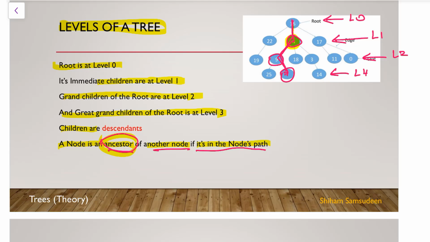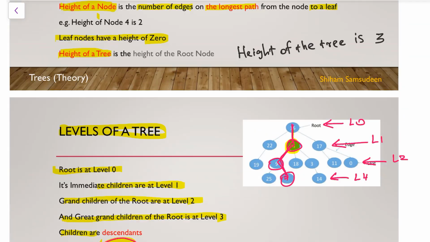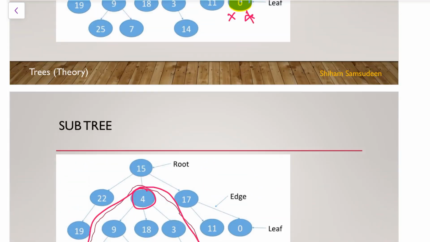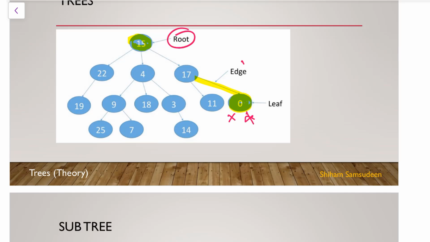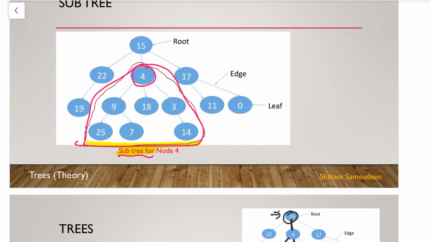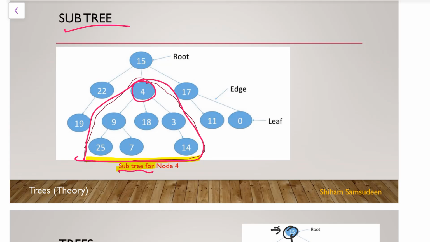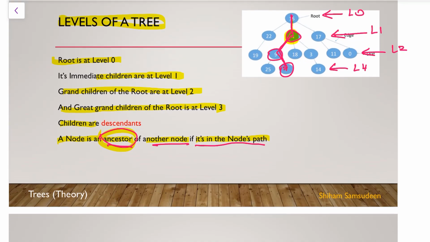Alright, so I hope you got that. And then, so we talked about the tree, the root node, what is an edge, what is a node, what is a leaf node, right? And then we talked about subtrees, right? And then we talked about depth of a node, we talked about height of a node, height of a tree, right? And then levels.